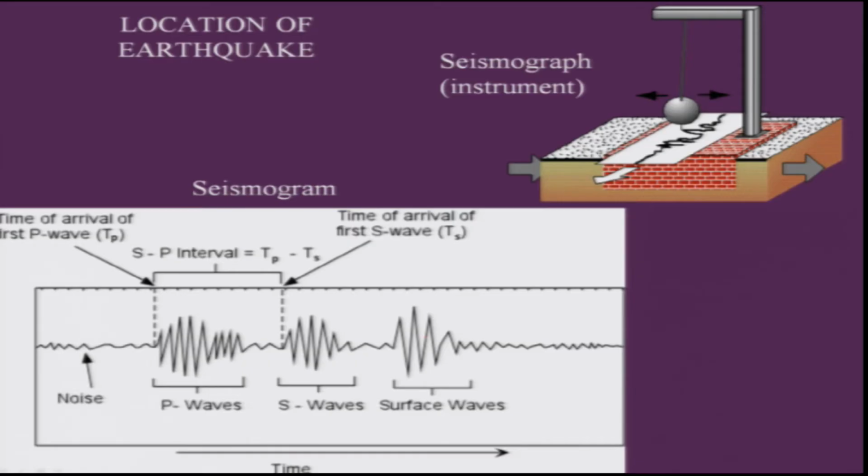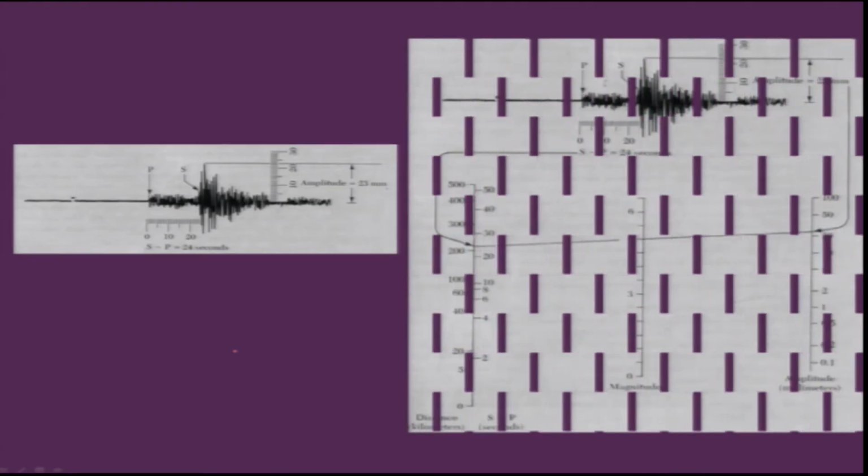Whenever there is an event, you will have more zigzag lines here, which we call the amplitude of the P and S waves. So this is one of the seismographs which explains how the Richter scale is helpful in knowing the magnitude of the region.